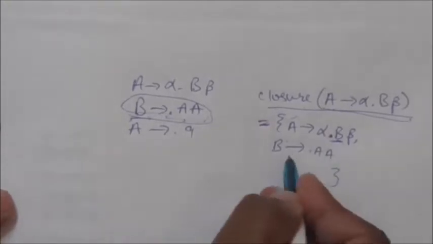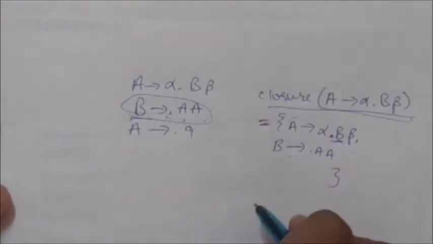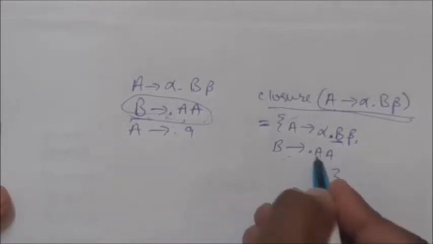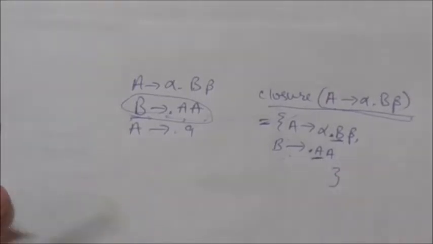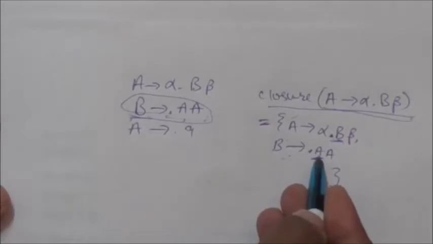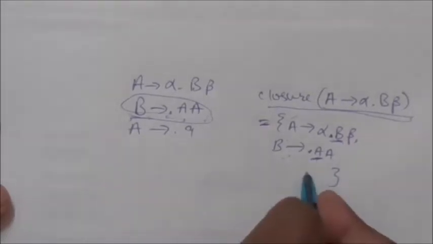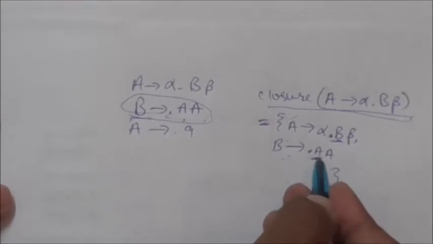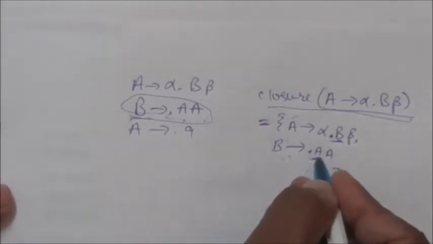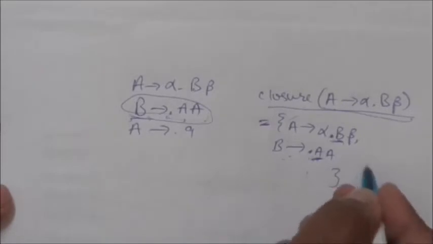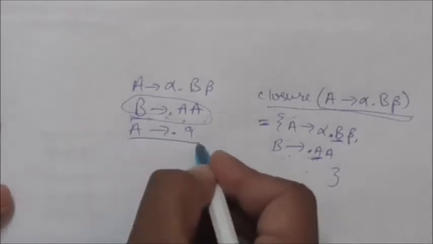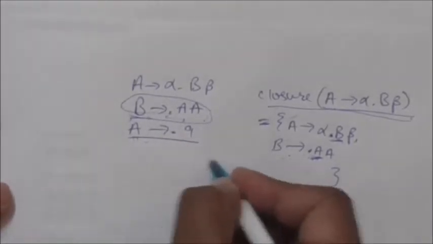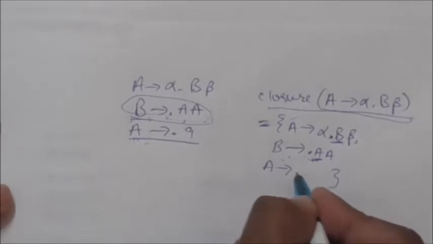Now we have added a new item. In a new item also we will check the position of dot. Here you can see that dot is immediately preceding this non-terminal symbol A. So we will add all the items in this closure in which at right hand side we have this non-terminal symbol A, and on right side the dot is at leftmost position. Here we have only one item which satisfies this condition. So we will add this item in the closure, A derives dot A.